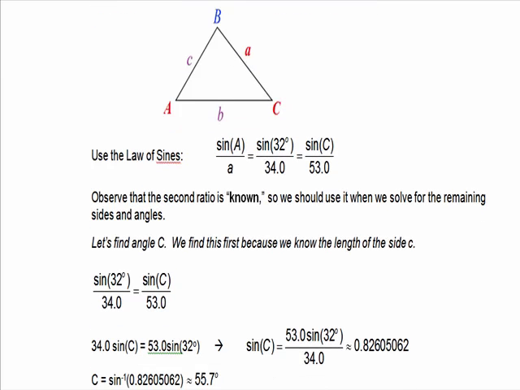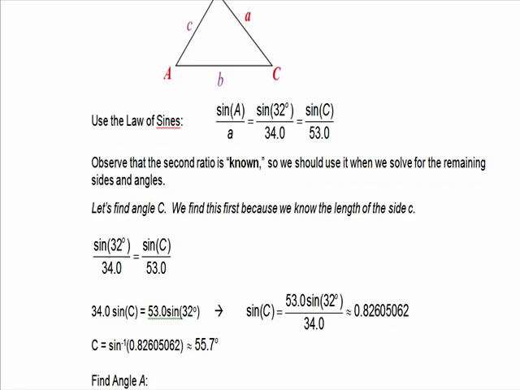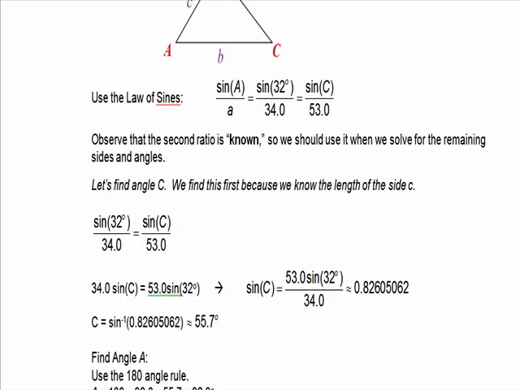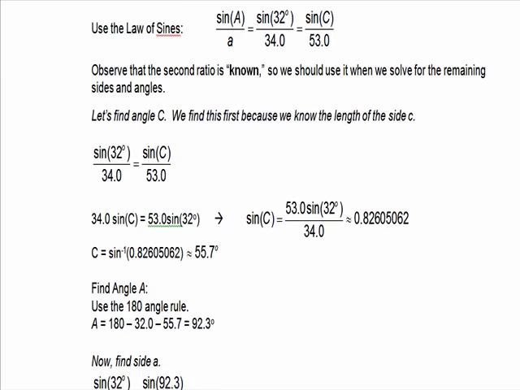So now, since the second ratio is the one that's known, I'm going to use that, and I'm going to solve for sine C, because again, that's the fraction where I just know one item and I don't know the other. So I have sine 32 over 34 is sine C over 53. And if I cross multiply, I end up with 34 sine C is 53 sine 32, or in other words, sine C is 53 sine 32 divided by 34. Do the math out, I get approximately 0.826, and I do the inverse sine, which will give me 55.7 degrees.